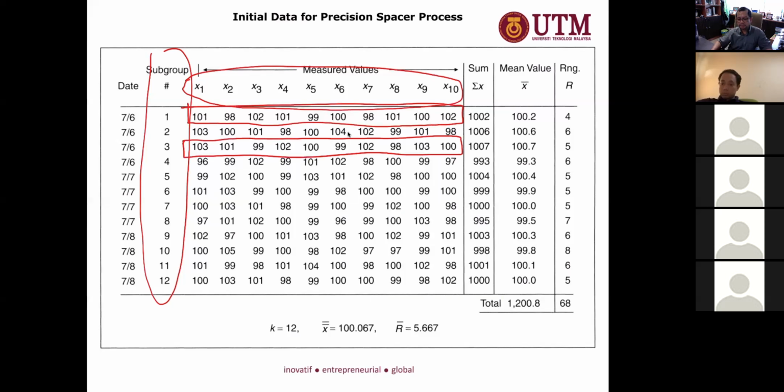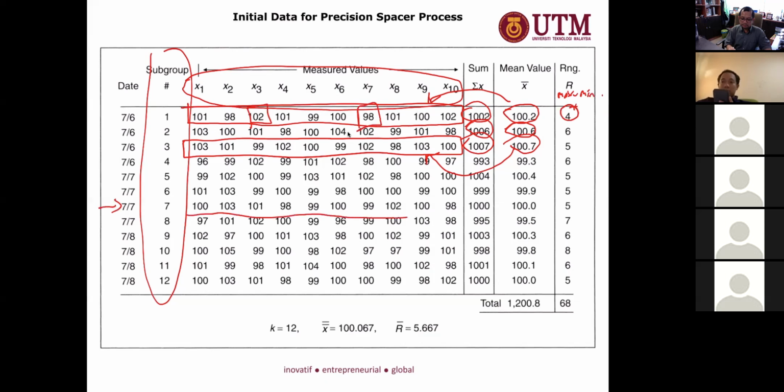So first step, after you have this, you have to calculate the sum. Or if you don't want to calculate the sum, it's okay. You calculate the average using Excel. Average of this data, average of this. Then the range is maximum minus minimum. The highest one for the first row is 102 minus the lowest 98. So we got 4.